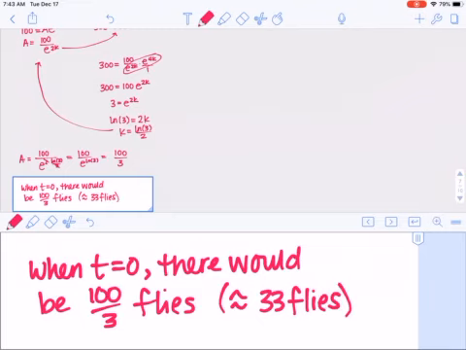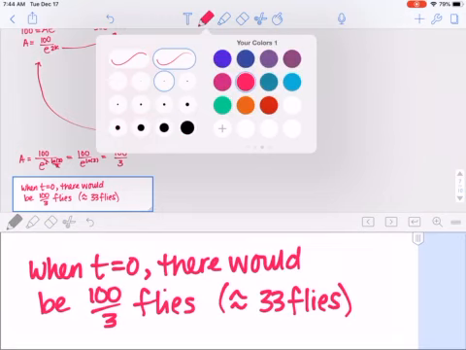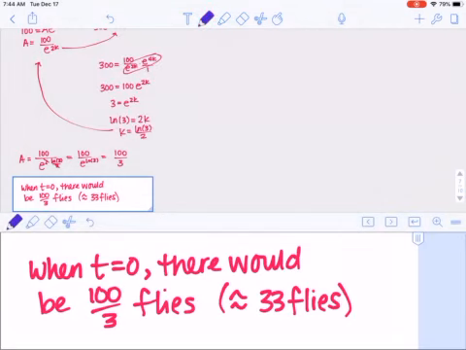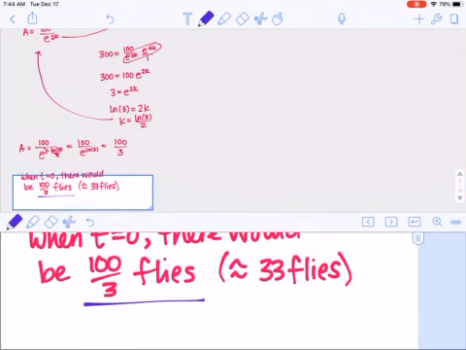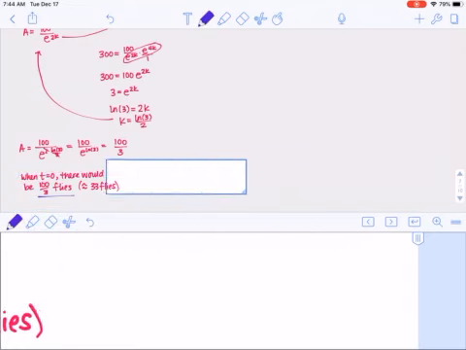In general, I would say on the AP test and elsewhere, I would make sure that I just round to AP rounding unless they tell me otherwise. So I still would have this as my final answer unless it said something about rounding it otherwise.